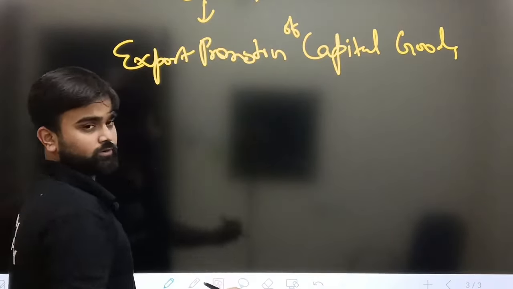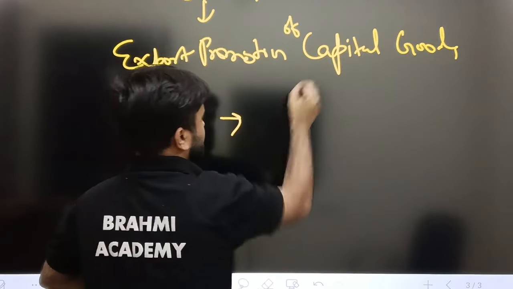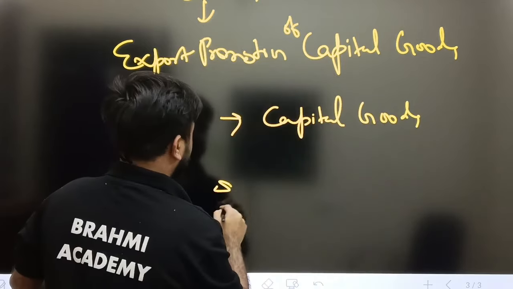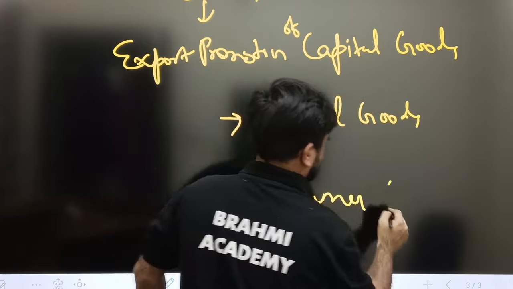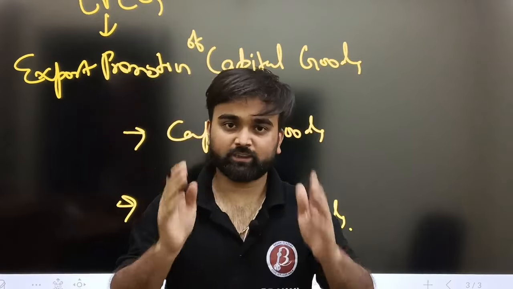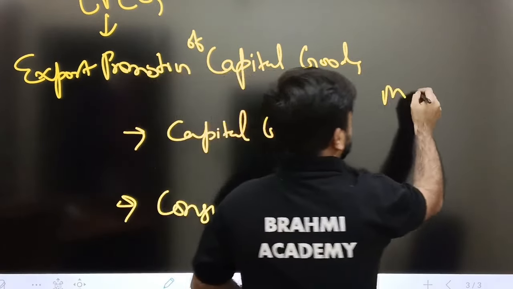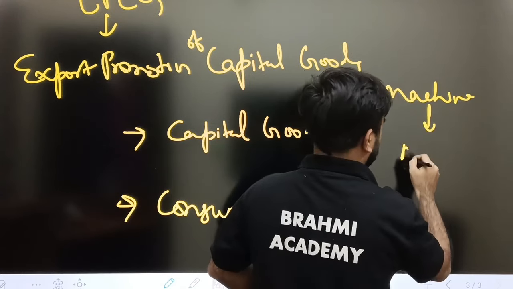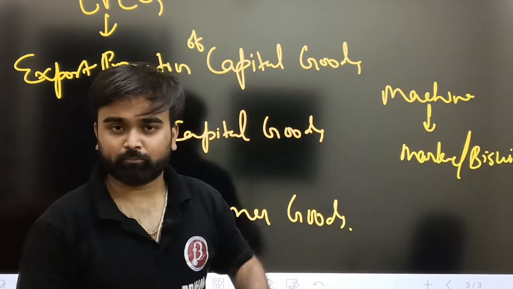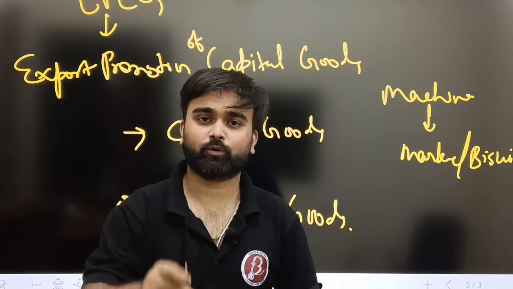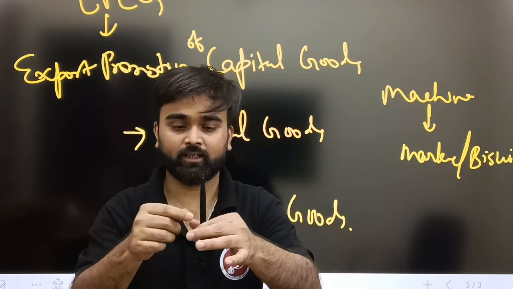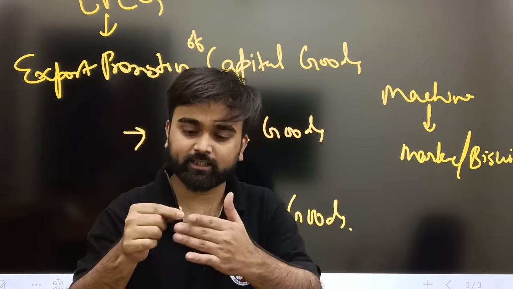Now see, what are capital goods? There are two types of goods. One is capital goods, and the second is consumer goods. Now what are consumer goods and capital goods? Understand, if there is a machine, that machine is there to make this marker, or say biscuits. The product that an end consumer uses, see, I'm a consumer, I'm using this marker, so this marker is a consumer good.